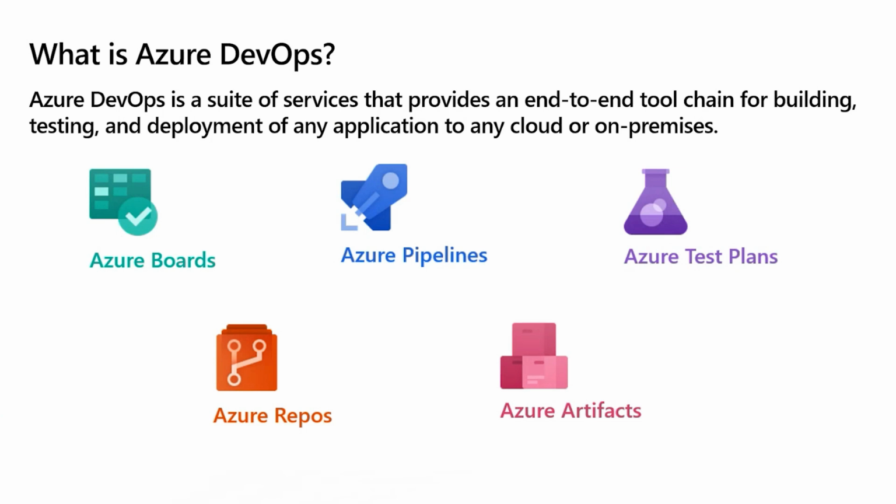What is Azure DevOps? Azure DevOps is a suite of services that provides an end-to-end tool chain for building, testing, and deployment of any application to any cloud or on-premises.